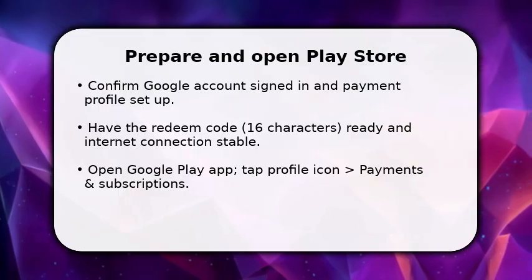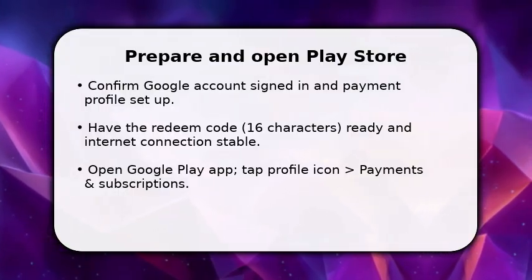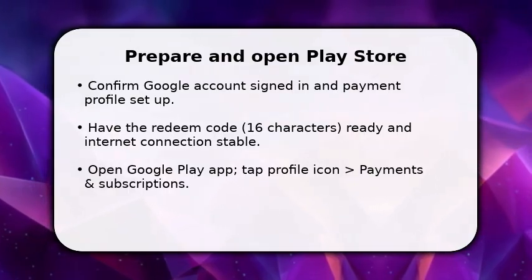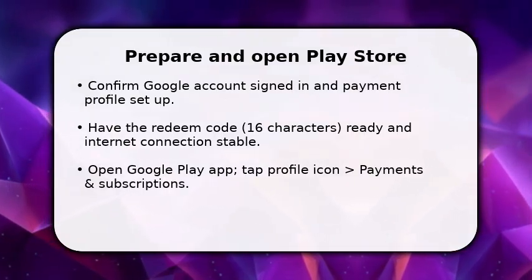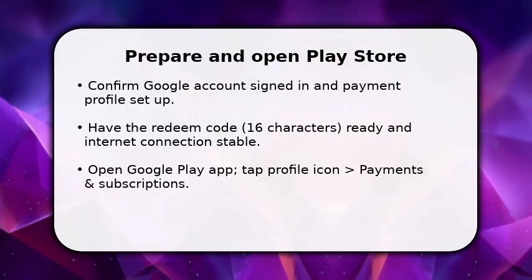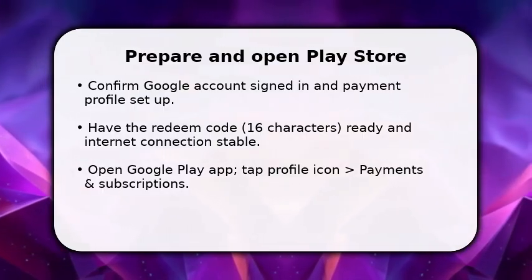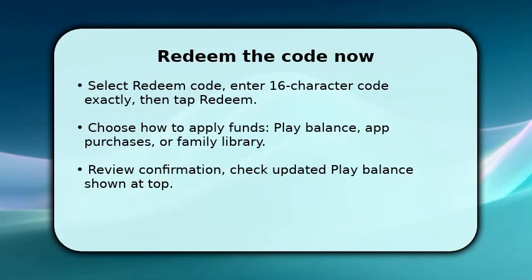Now open the Google Play app and tap your profile icon, then choose Payments and Subscriptions. This brings you directly to redeem options. Do this first because it verifies account eligibility and saves time, making the next step a direct entry rather than troubleshooting later. You enter the 16-character code exactly as shown.